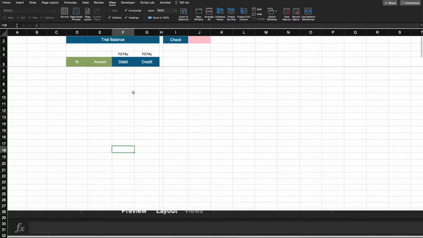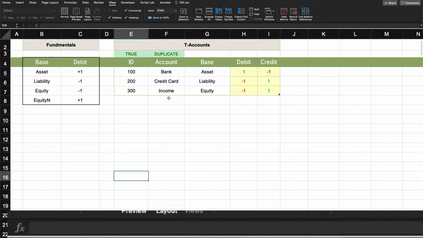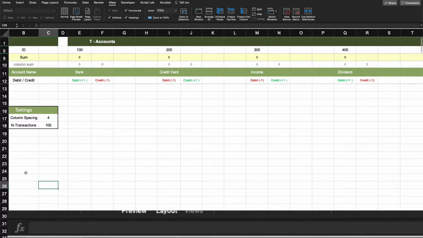Before we do that, it might be a good idea to throw some transactions into our accounts just to make sure the numbers come up, or maybe let's just add a few more accounts. Let's add a dividend account. We make it, let's say, 400 as an ID, and the dividend is an equity in the negative direction. So that's our basic setup. Let's go back into our T account.